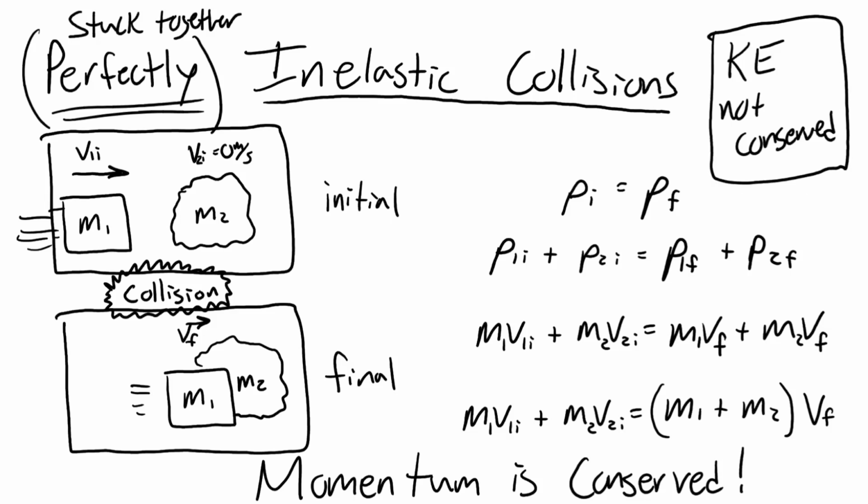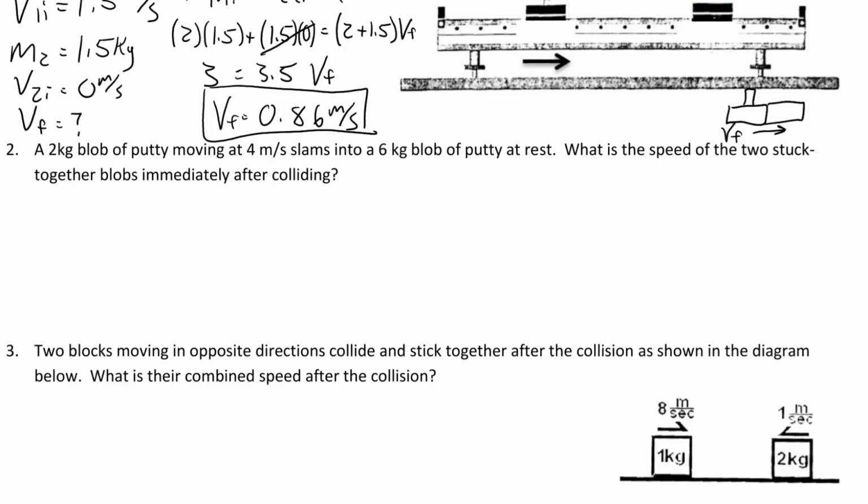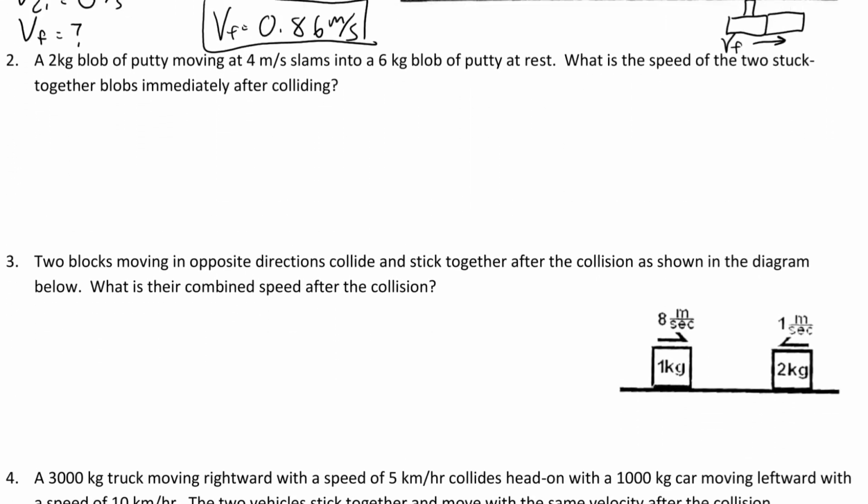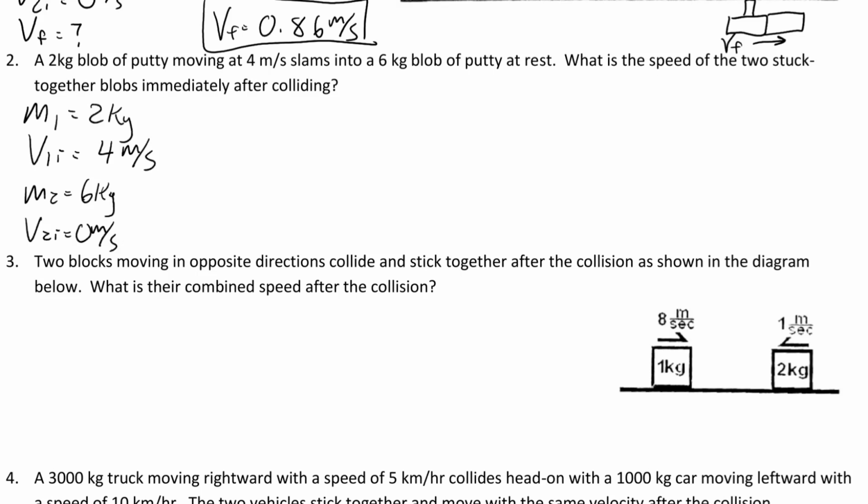All right, back to the problems. Let's try number 2. Number 2 says a 2 kilogram blob of putty, so we'll call that the first mass, M1, is 2 kilograms, and it's moving, so V1I is 4 meters per second. And it slams into a 6 kilogram blob of putty at rest. So M2 is 6 kilograms. That's a pretty massive blob of putty. And its V2I is 0 meters per second. What is the speed of the two stuck together blobs immediately after colliding?